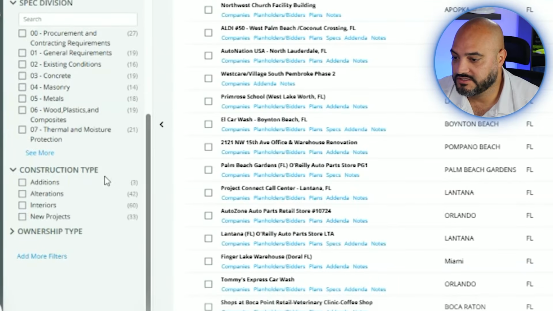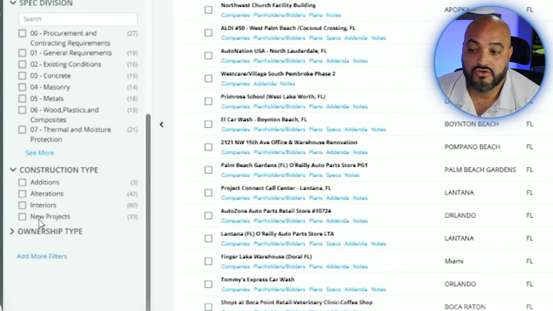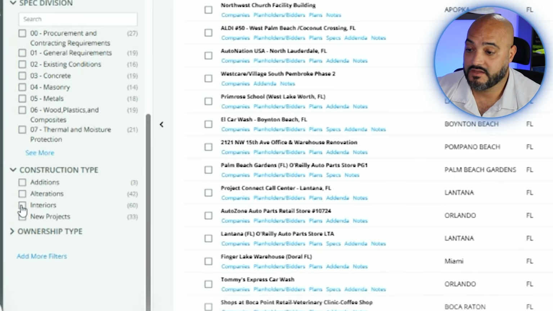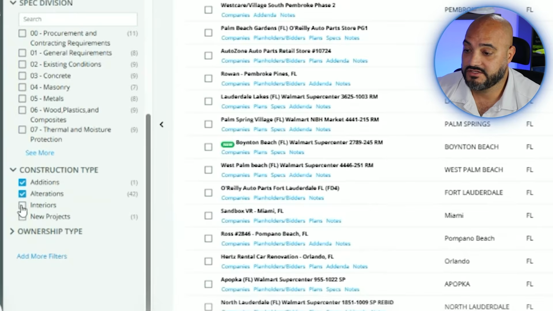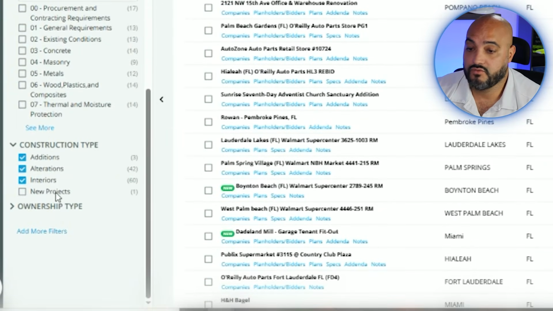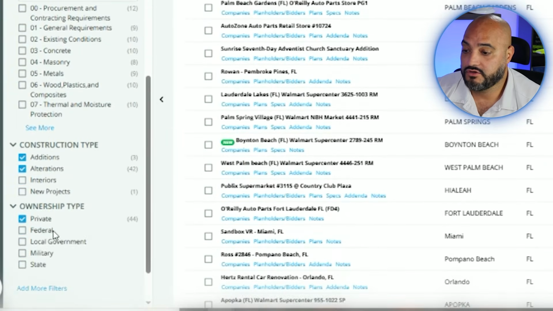We're going to ignore that. Construction type. Okay, so here, again, I don't usually put the filters, but if you're looking for existing spaces, you would look at alterations, additions would be good. You can do interiors. Avoid the new projects, new construction. Okay. Ownership type, this is important. Private. So I tend to focus on private in my practice.